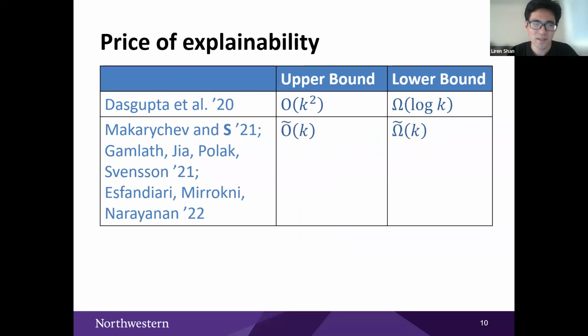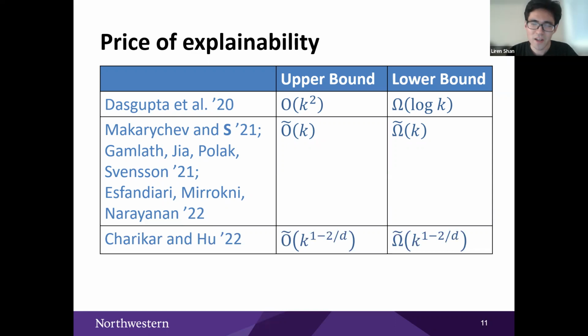Later, three independent works by Makarychev and Shan, Gamlath et al., and Esfandiari et al. improved the upper bound to around order k, and they also provide an almost matching lower bound. These upper bounds are very nice because they don't depend on the size of the dataset n and the dimension d. However, in practice, the number of clusters k can be 100 or 1000, which might be large for this approximation ratio. Charikar and Hu provide better bounds for low-dimensional instances, especially for 2-dimensional space. They get an order log k upper bound.